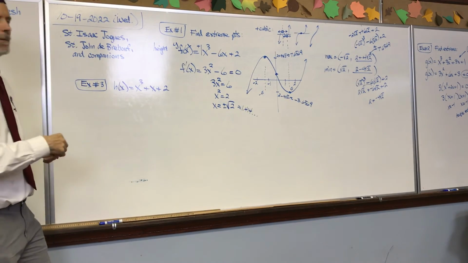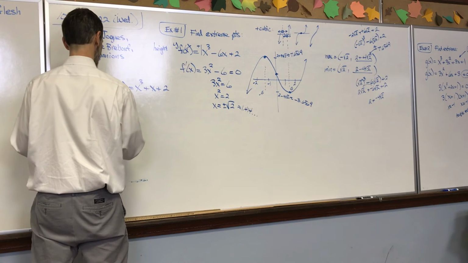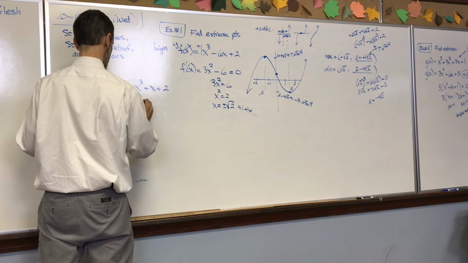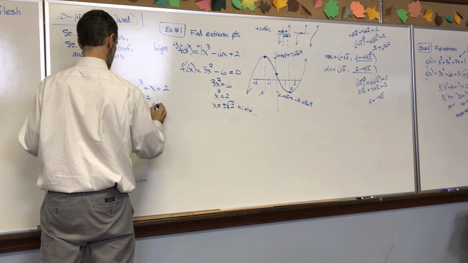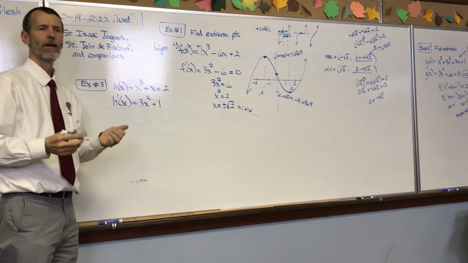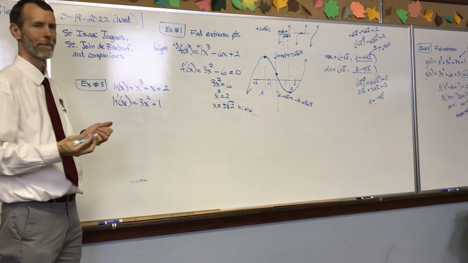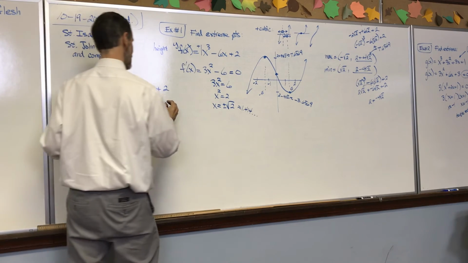Go. Take the derivative. What is it? 3x squared plus 1. So how do you find the maxes and mins? Set it equal to 0.